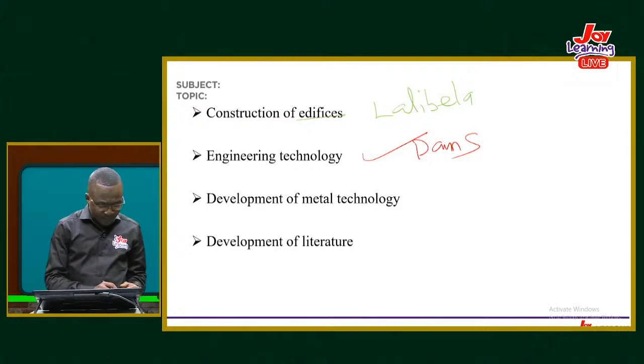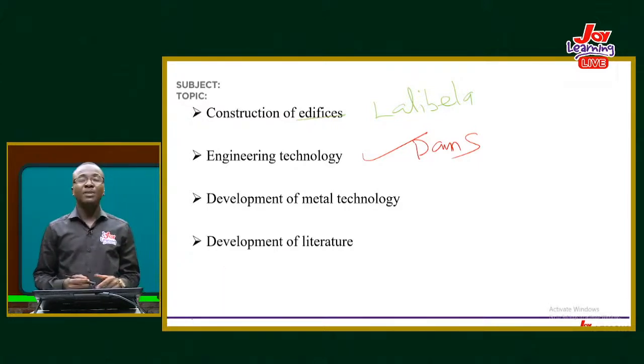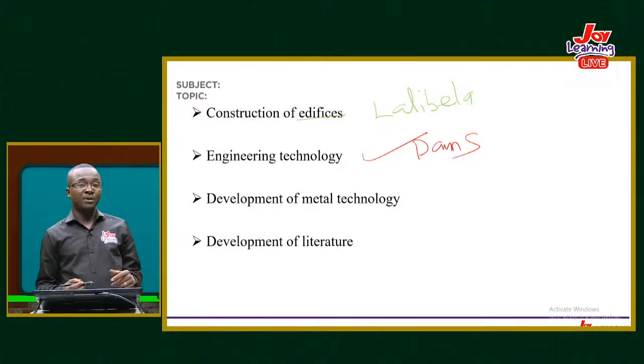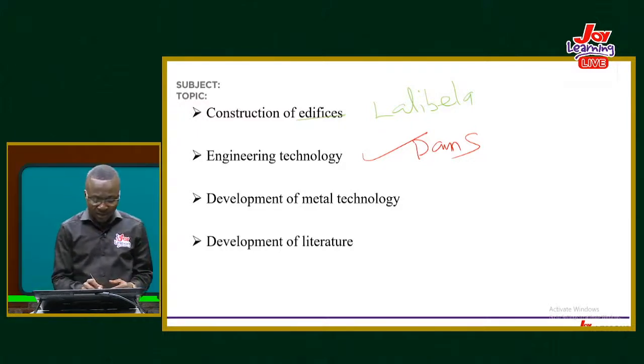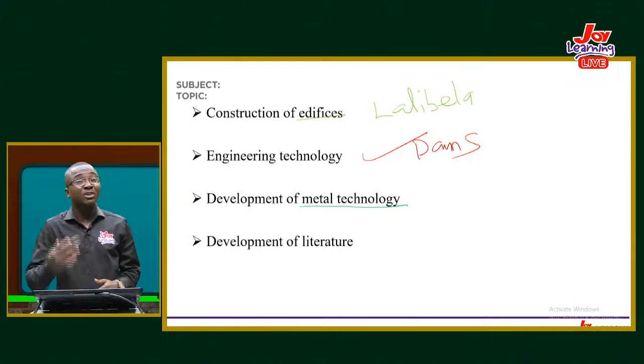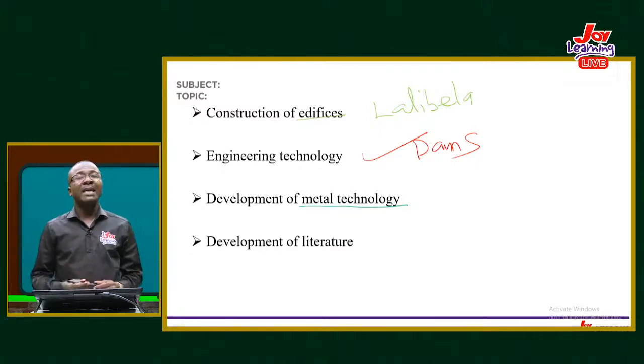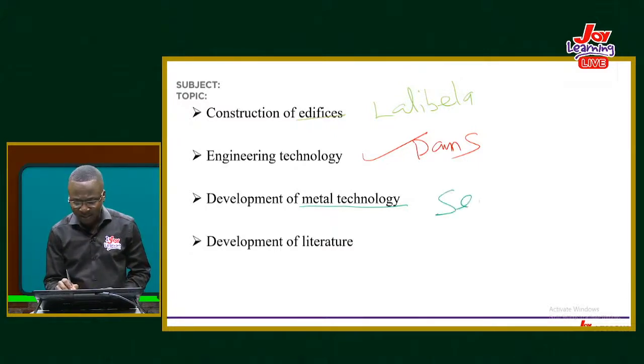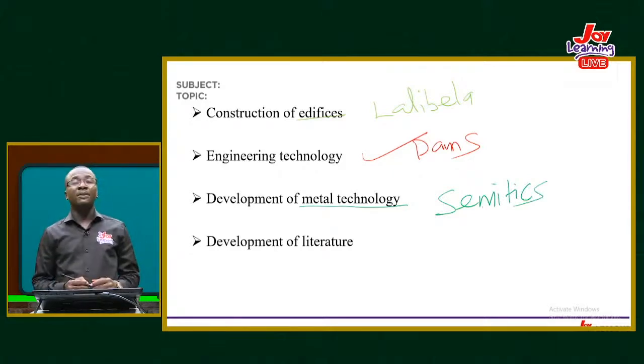Now let's also look at another important area when it comes to the achievement of technology, and that has to do with the development of metal technology. We are told that metal technology, or the knowledge of working with metals, was introduced to the Axumites by the Semitics. You remember the Semitics? Yes, the immigrants from Yemen in Saudi Arabia.